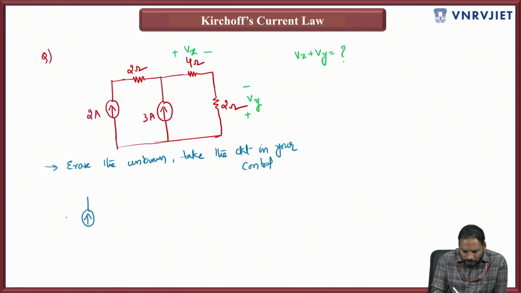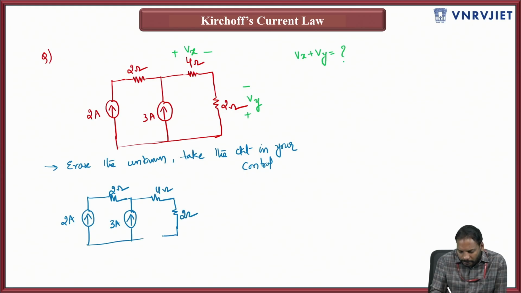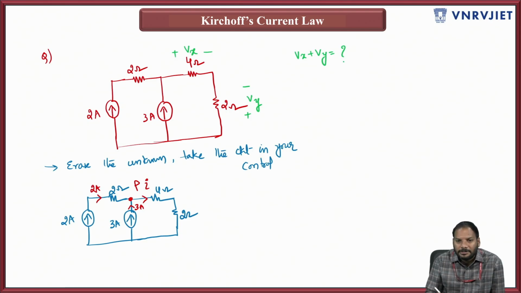So this is a 2 ampere source which was already given in the circuit. Okay, and it is a 2 ohms resistor and a 3 amperes current source that is given, and this is 4 ohms and this is 2 ohms, something like this. Let us consider this node as P. Take this current as I1 that is 2 amperes, this current as I2 that is 3 amperes, and the current coming out of it as I.